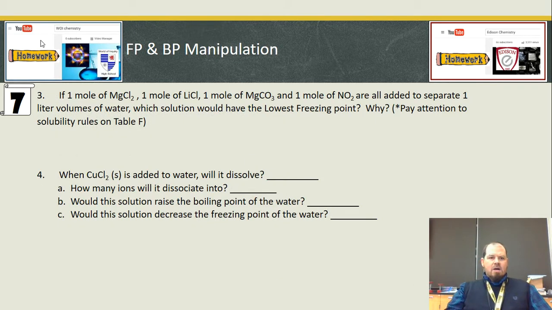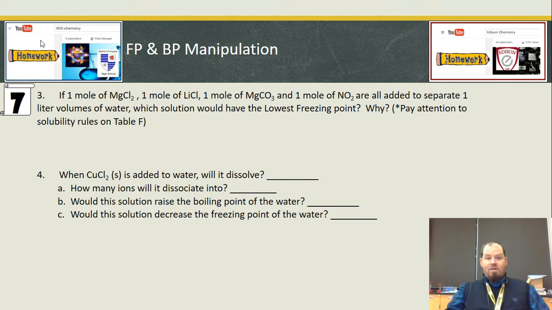A few more and we'll be done. Here's an example, and this is a very typical question. If I were to actually rank them, this would be harder. If I have to just say which one is going to lower the freezing point the most, the answer is going to be MgCl2 because first it dissolves, second it dissociates, and then it dissociates into 3 ions. LiCl dissociates into 2 ions.